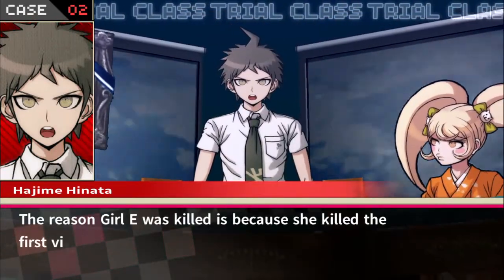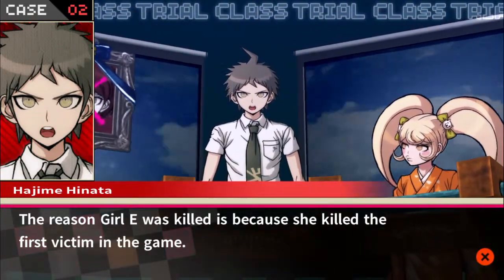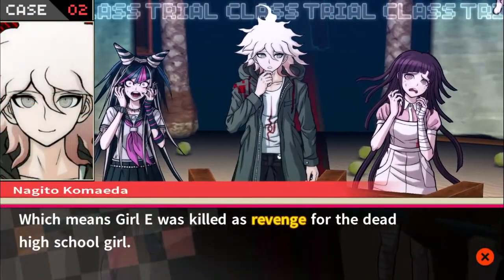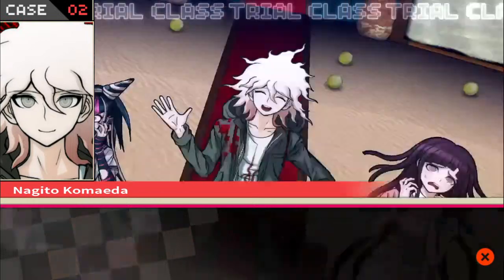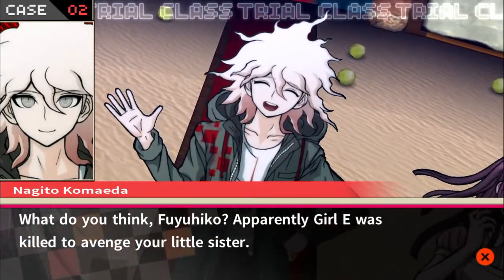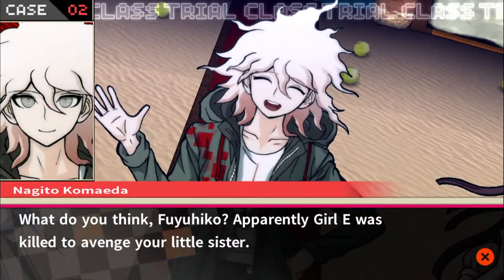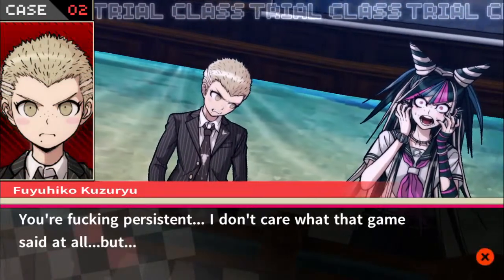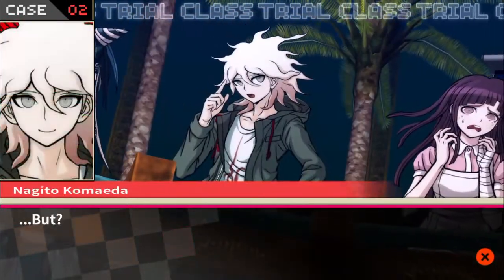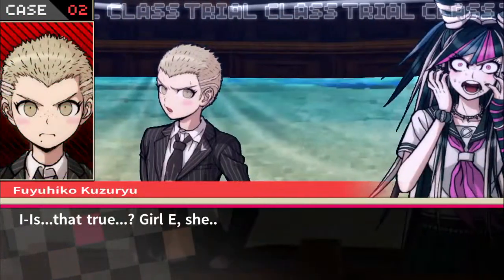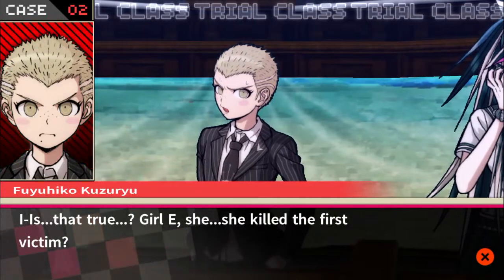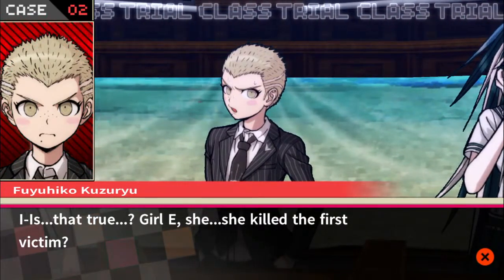The reason Girl E was killed is because she killed the first victim in the game. Which means Girl E was killed as revenge for the dead high school girl. What do you think, Fuyuhiko? Apparently Girl E was killed to avenge your little sister. You're fucking persistent. I don't care what that game said at all. But... Is that true? Girl E, she killed the first victim?